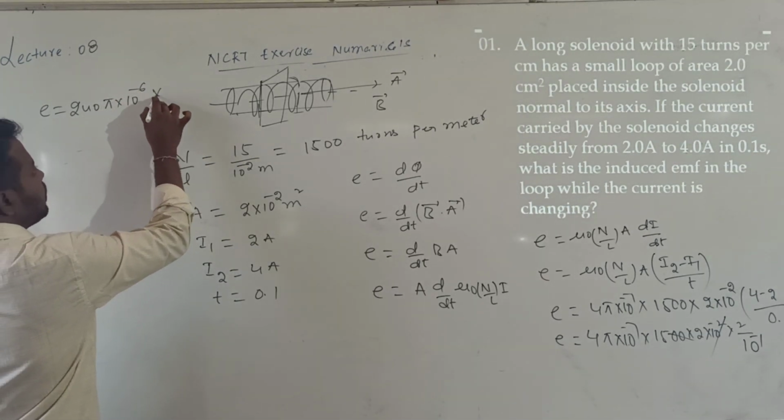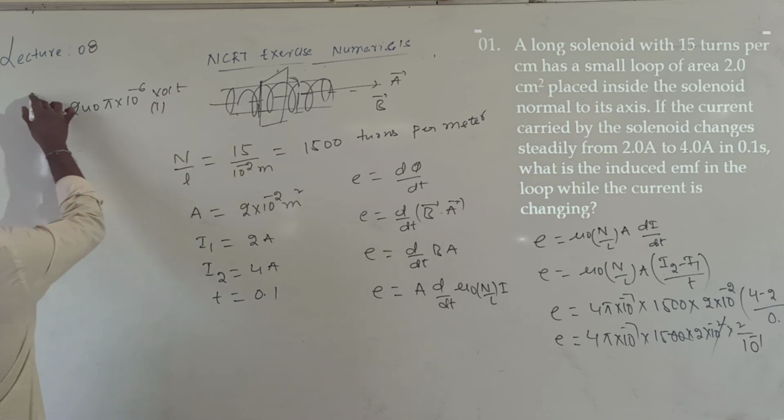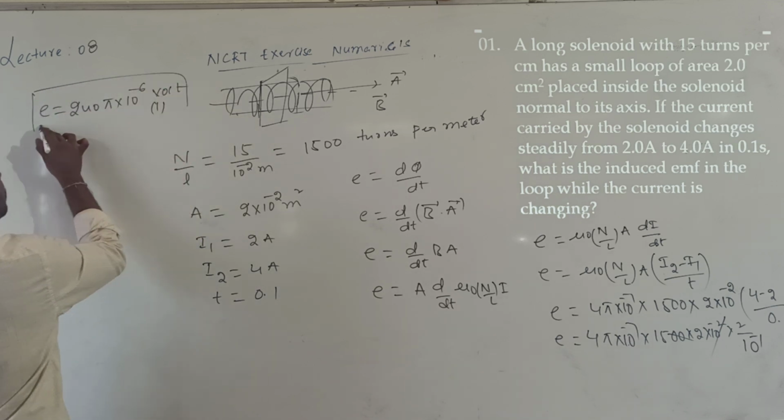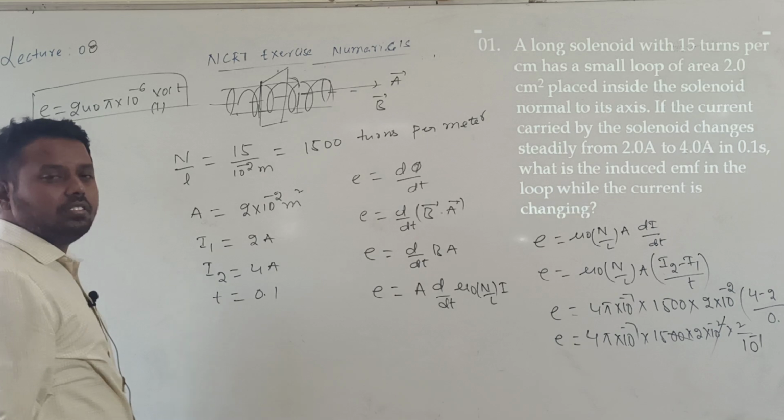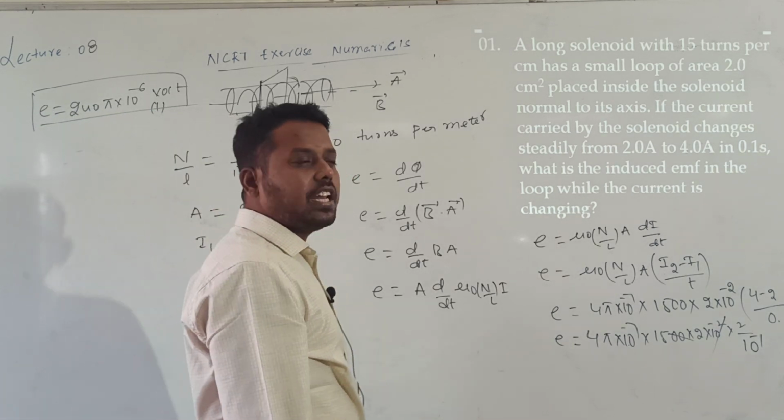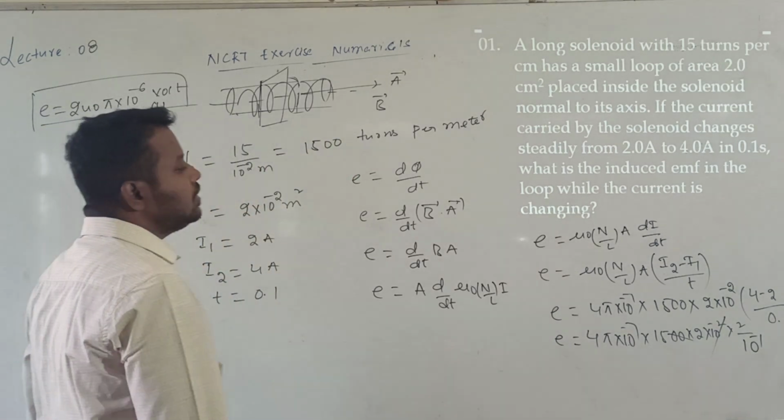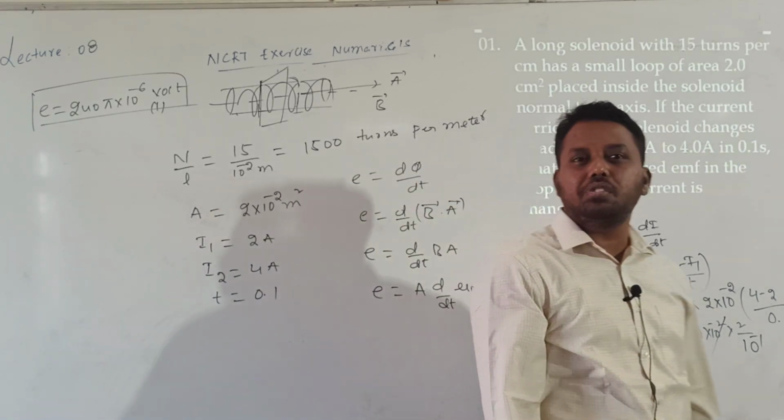So the induced EMF units are given by volt. So once you can check the answer also. You can multiply with pi also. Pi value is given by 3.14. This is the induced EMF. Question understood, Ara?